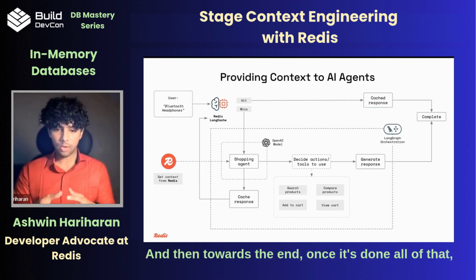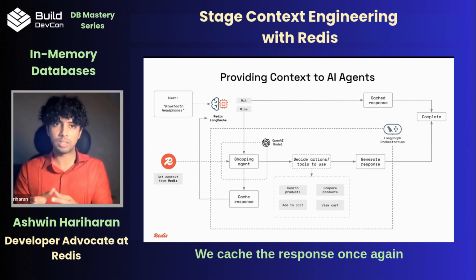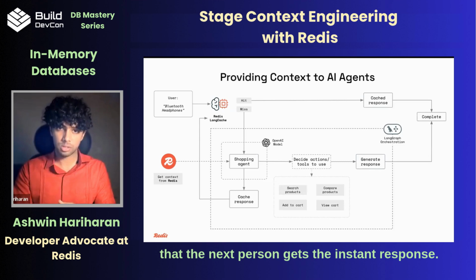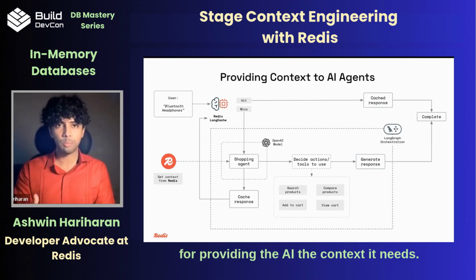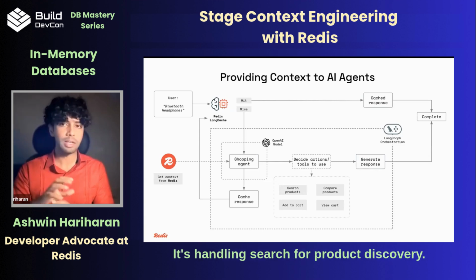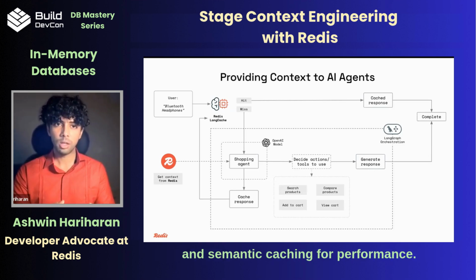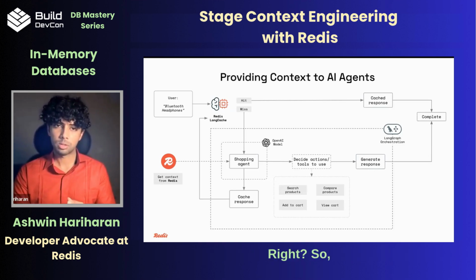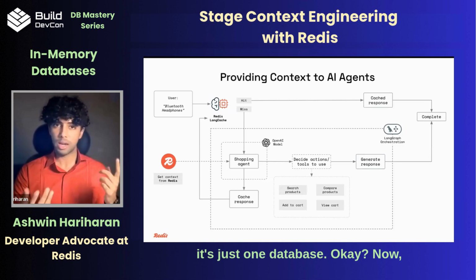And then towards the end, once it's done all of that, we save the result, we cache the response once again so that the next person gets the instant response. And this is where Redis really shines for providing the AI the context it needs. It's handling vector search for product discovery, conversational history and session management, and semantic caching for performance, right? So 3 different use cases and it's just one database, okay?